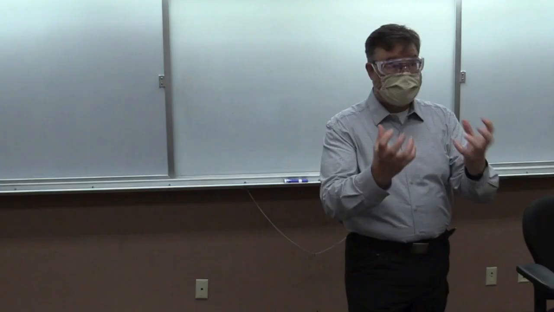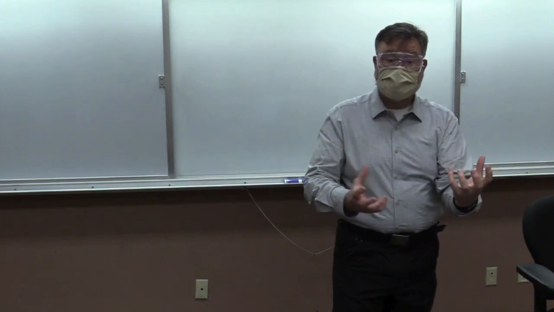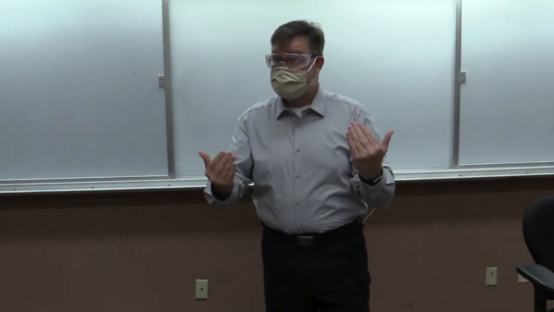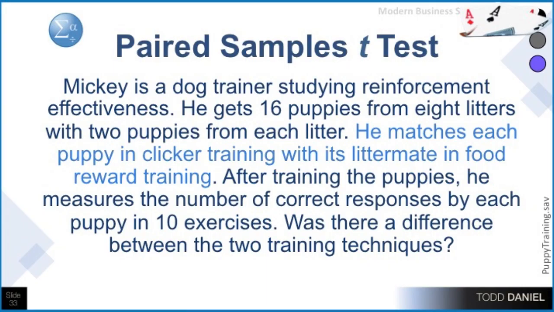So again, we have 2 dogs from a litter. We put 1 dog in the clicker training group, the other dog goes in the food reward training group, and we're going to match them. We're going to see whether there is a difference as a result of the type of training. After training the puppies, he measures the number of correct responses by each on 10 exercises, meaning each puppy can get a score from 0 to 10. Was there a difference between the 2 training techniques as measured by this score of 0 to 10?